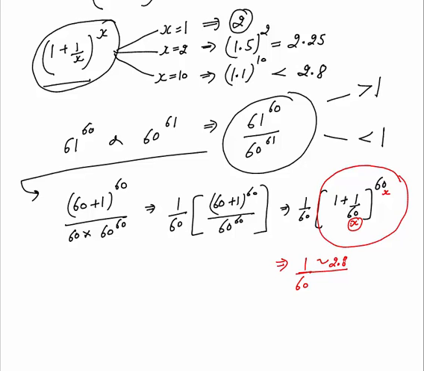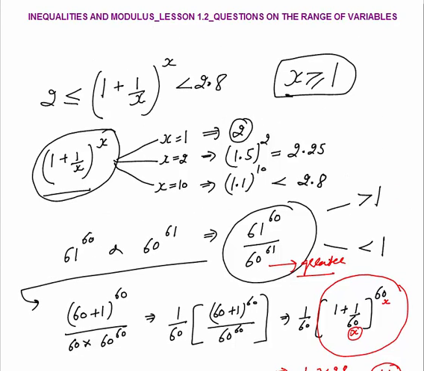So 2.8 by 60, this fraction will always be less than 1. Even 2.8 by 60 will be less than 1. It means that denominator is larger. So this is the greater one. Denominator is larger than the numerator. That's why this fraction is less than 1. So that was all about lesson 1.2, questions on the range of variable. Thank you.